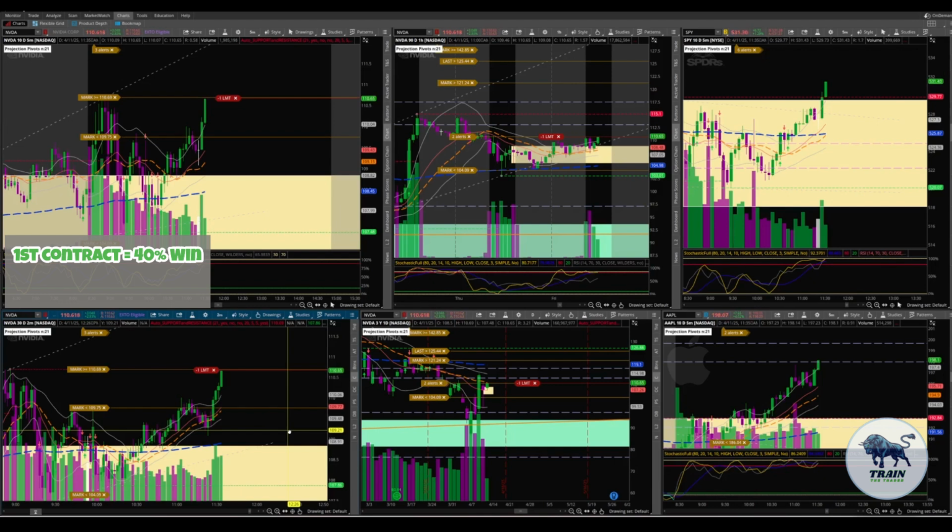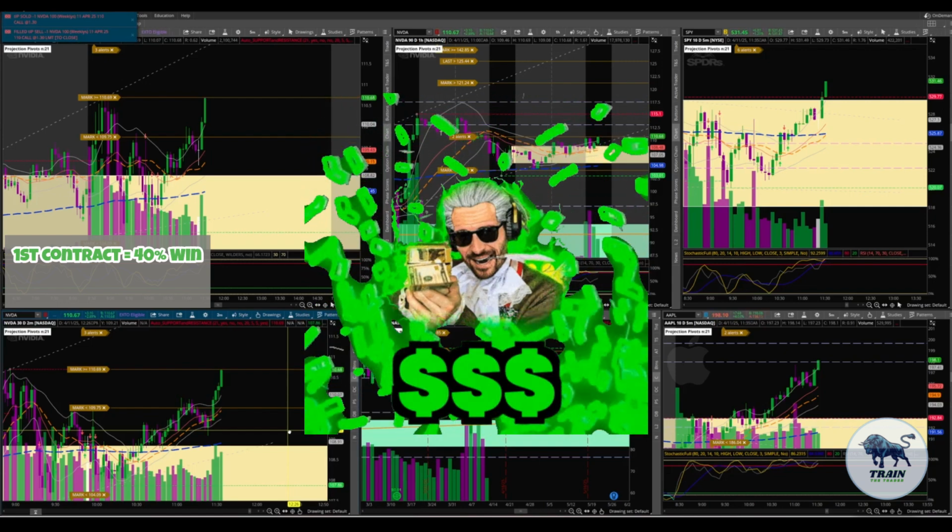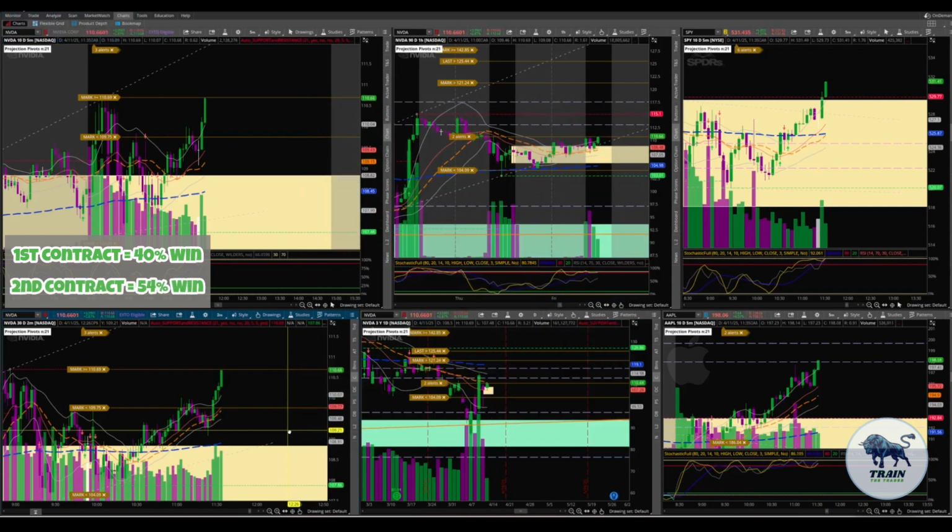Beautiful. Come on. There it is. 54%. Got that second contract off. This is a great trade. What a trade, guys. What a trade.